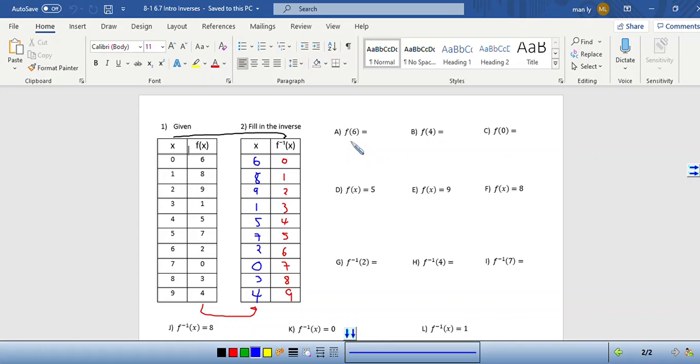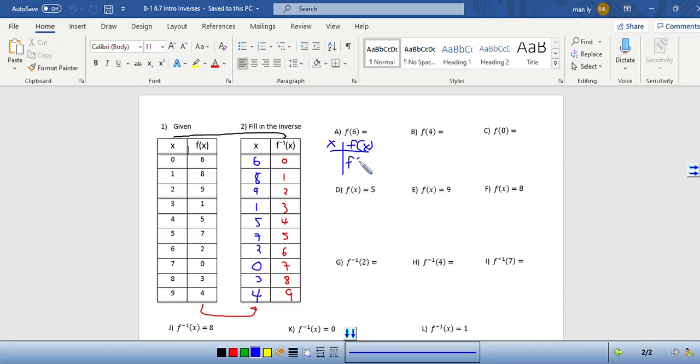f of 6. This is not saying f multiplied by 6. This is actually a notation that represents your output. So on the table of values, you recall the output is on the right side. So we call this f of x, given your x value, which is over here, call your input. So f of 6 is actually your output.